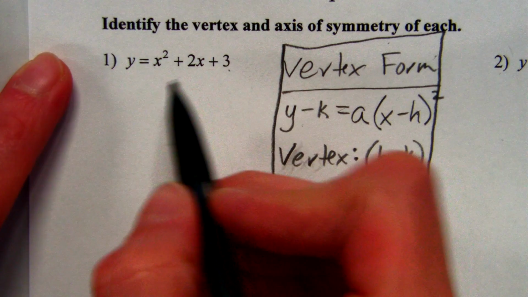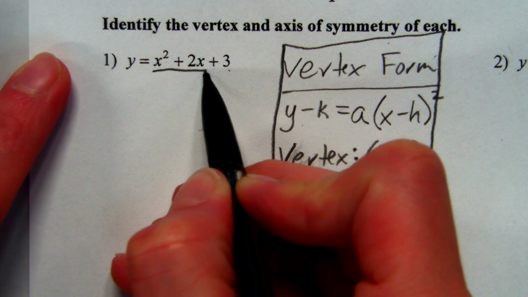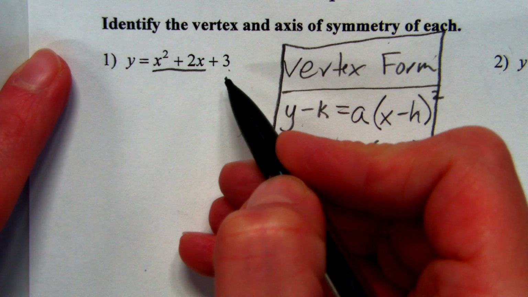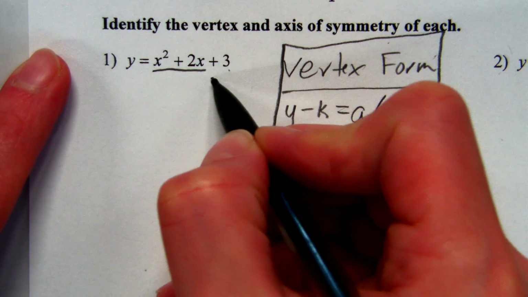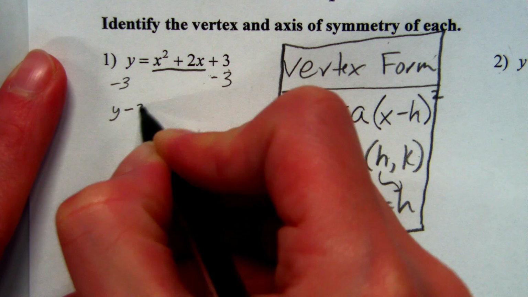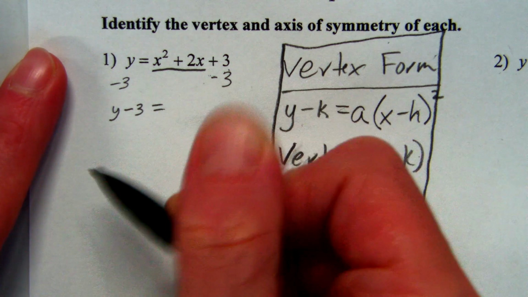So if we look at the first equation, here's how this is going to work. We want to complete the square with the x squared plus 2x part of the equation. The plus 3 is in the way, so we are going to move it. We are going to subtract 3 from both sides. Why couldn't we just tell it to go away? Because mathematically we have to follow the rules.